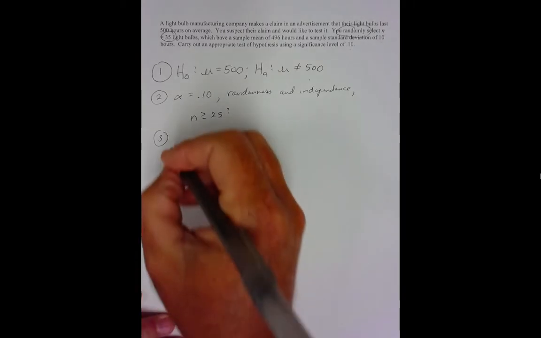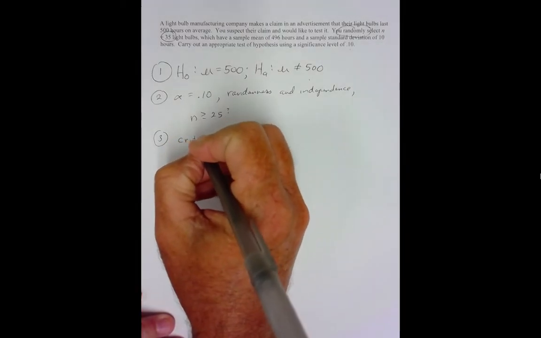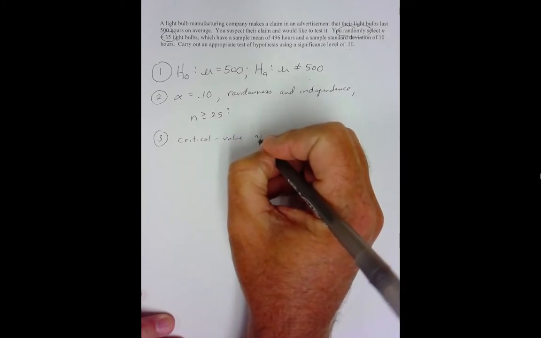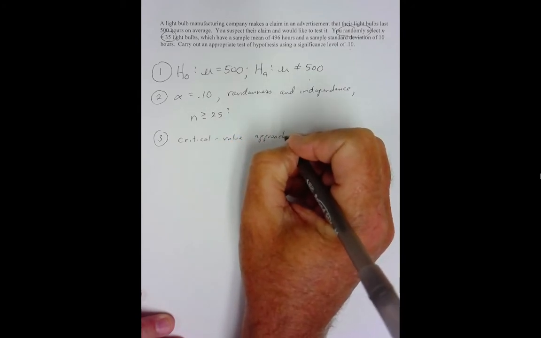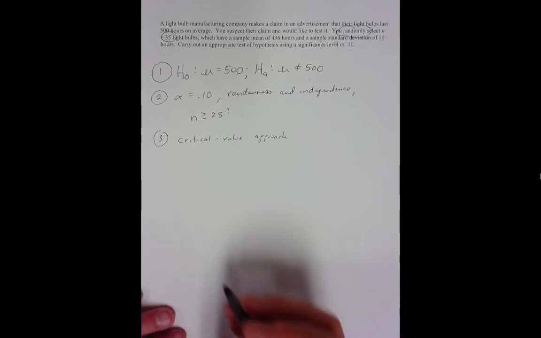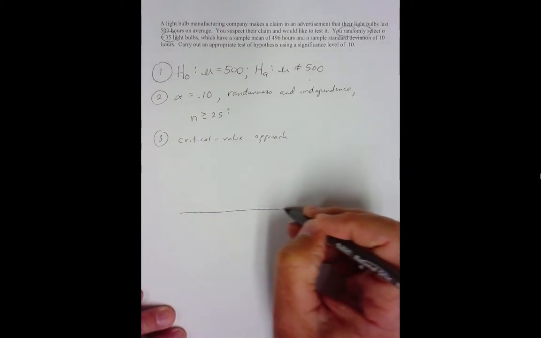So again, p-value approach versus the critical value approach. I'm going to work this one using the critical value approach. I don't know why, because if I was doing this problem myself, I would use the p-value approach. But I just want to demonstrate the critical value approach, and then I'm going to work it with the p-value approach. Critical value approach says what?